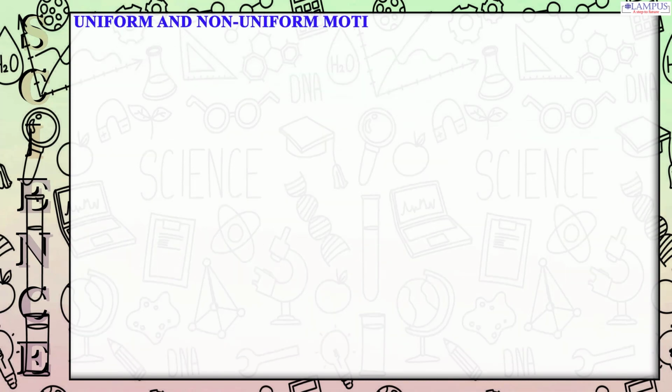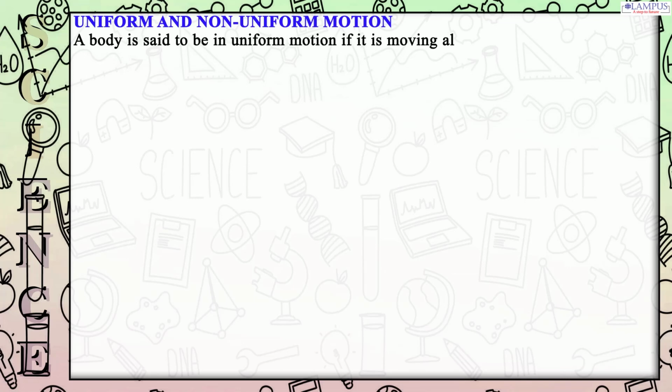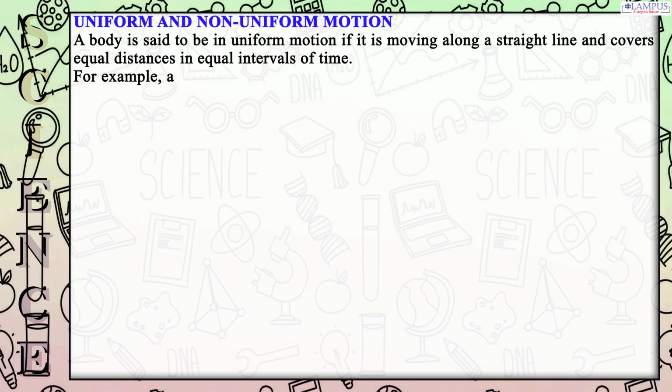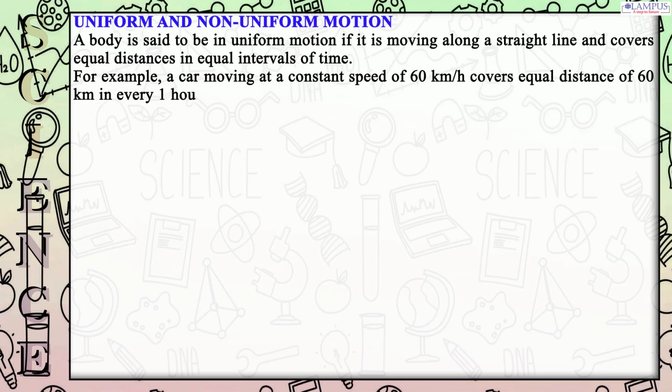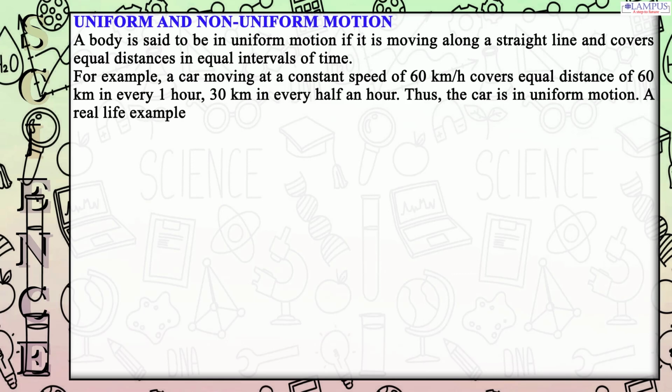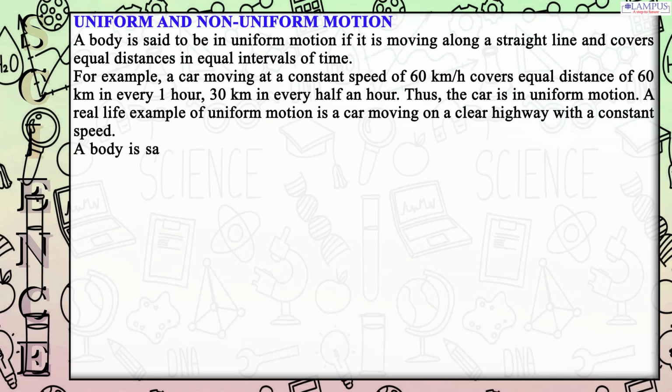Uniform and non-uniform motion. A body is said to be in uniform motion if it is moving along a straight line and covers equal distances in equal intervals of time. For example, a car moving at a constant speed of 60 km per hour covers an equal distance of 60 km in every 1 hour, 30 km in every half an hour. Thus, the car is in uniform motion. A real-life example of uniform motion is a car moving on a clear highway with a constant speed.